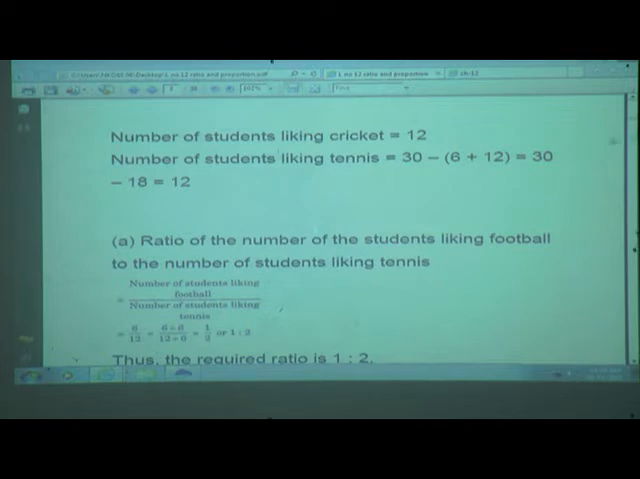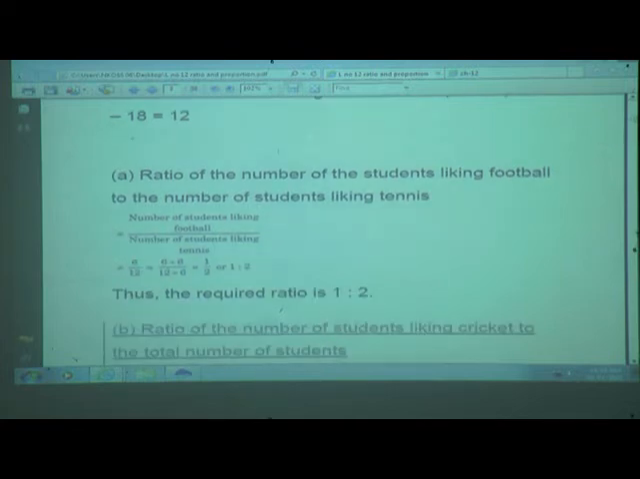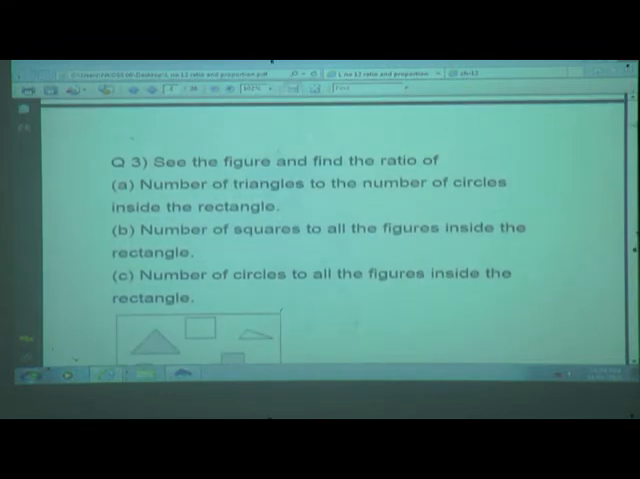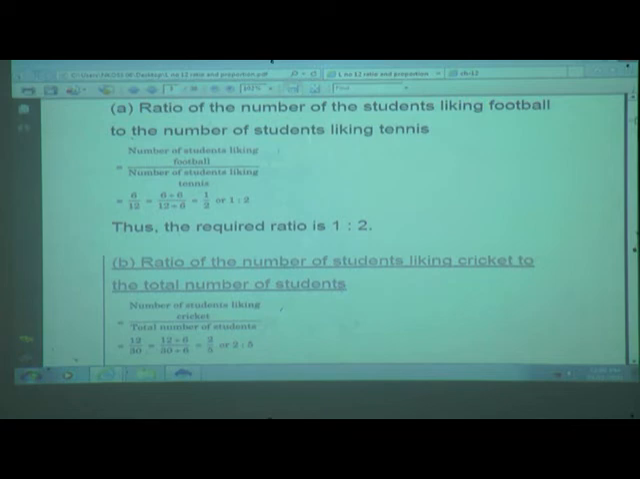Next we have example questions here to be solved. Ratio of number of students liking football to the number of students liking tennis. Number of students liking football is 6 and number of students liking tennis is 12. Converting it into lowest term, 6 ones are 6 and 6 twos are 12. So the ratio is 1:2.